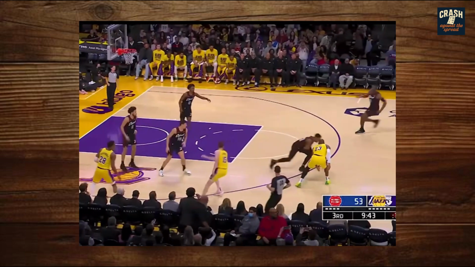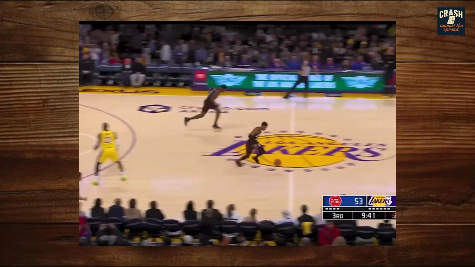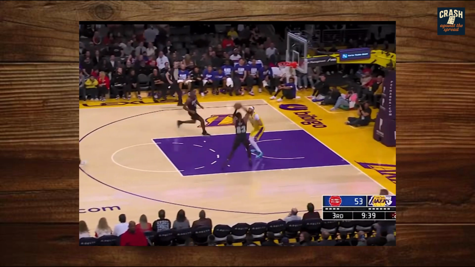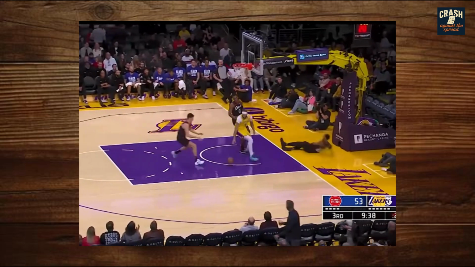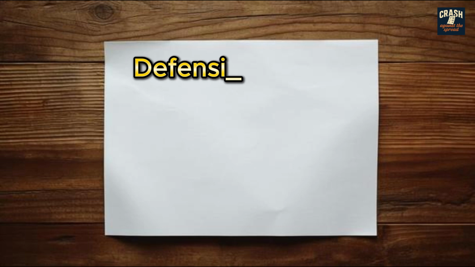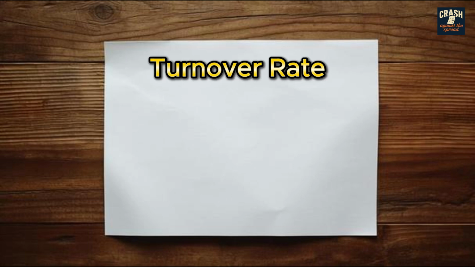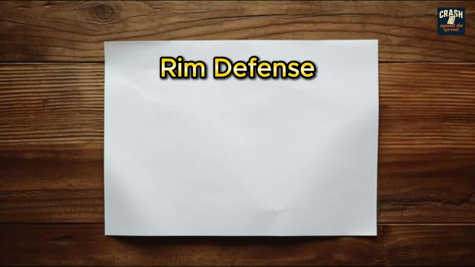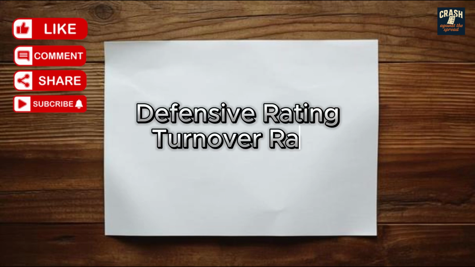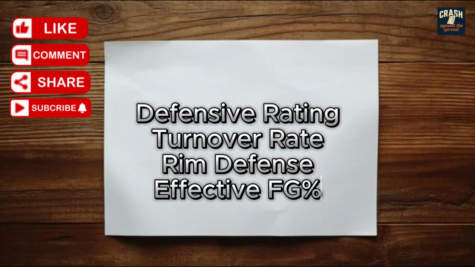And now that there are a ton of stats to look at, over half a season's worth, let's look at the defensive stats that can really get us on the right track. In this video, I'm going to discuss defensive rating, turnover rate, rim defense, and effective field goal rate. Understanding these, coupled with our offensive stats, should give us more information for making better bets.